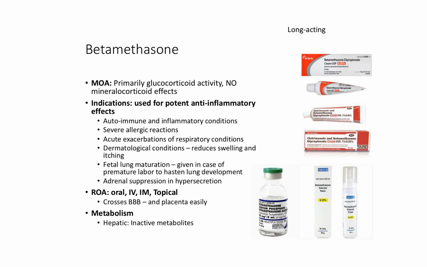All right. Finally, we've got betamethasone. This is another one with no mineralocorticoid effects. It is a long-acting preparation, and it's mainly used as an anti-inflammatory. So same things we just saw with dexamethasone. We see autoimmune and inflammatory conditions, severe allergic reactions, acute exacerbations of respiratory issues, dermatologic conditions it's really helpful for. It reduces the amount of inflammation and specifically the itching, which is associated with allergies. So that is really helpful.